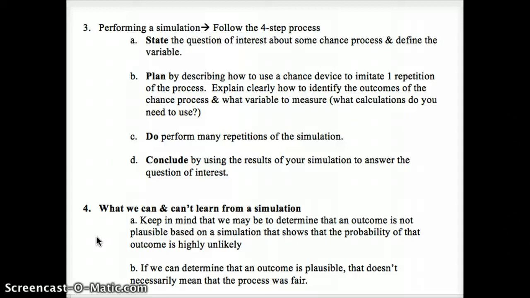Now, if we can determine an outcome isn't plausible, that doesn't mean a process isn't fair. So oftentimes we'll try to repeat a process to say, could this have really occurred the number of times this person is stating? Just because we perform one simulation and our number is not close to a claim does not mean the claim is not true. We'd have to have a very large sample size. We'd have to quantify that by having repetitions in order to see that something is not plausible.